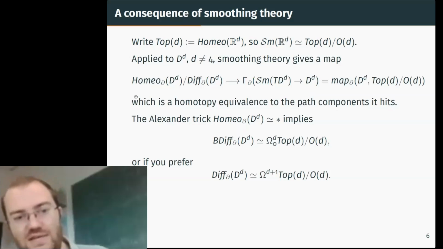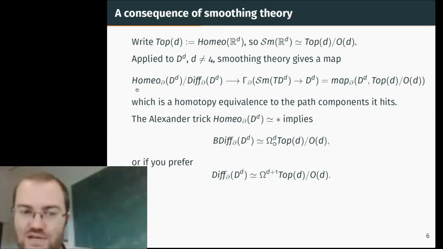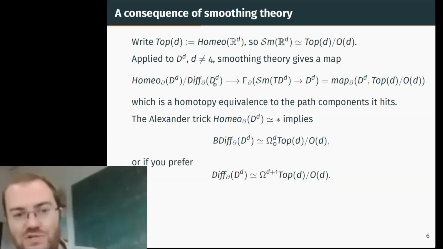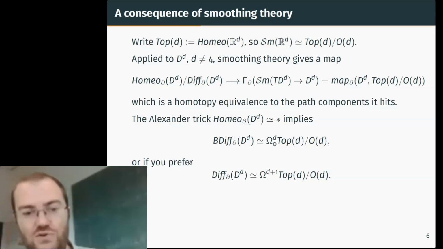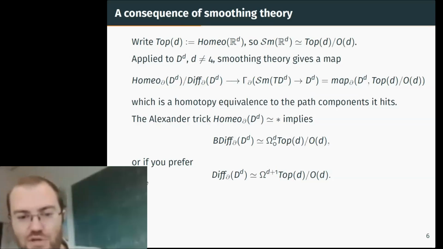But on the other hand, I just said a few slides ago that homeomorphisms of the disk is contractible by this Alexander trick. So if I take homeomorphisms modulo diffeomorphisms, that's a contractible space modulo diffeomorphisms. And that's the definition of the classifying space of a group. You take any contractible space modulo that group. So the left-hand side is the classifying space of the diffeomorphism group of the disk, and the right-hand side is just the default loop space of homeomorphisms modulo diffeomorphisms of Euclidean space, with a little decoration because it's only one component of that space.